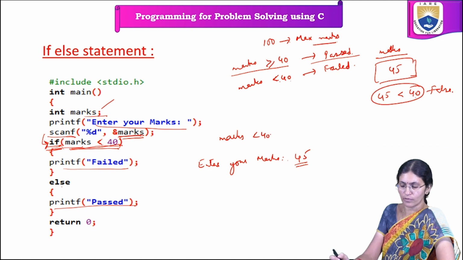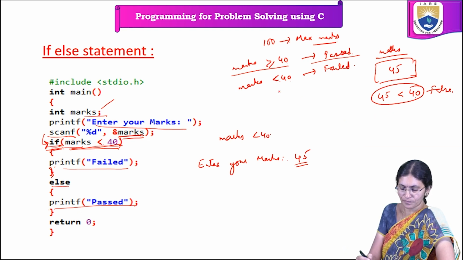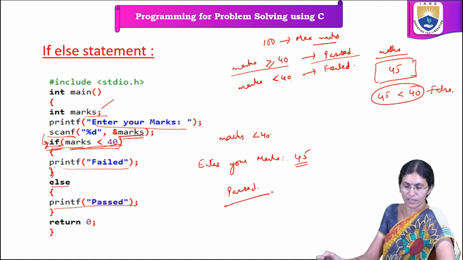45 is less than 40, this is false. So therefore, these statements inside the if block are skipped and then it will go to the else block. So now it will print passed. So for 45 marks, passed. The output of this program will be passed.